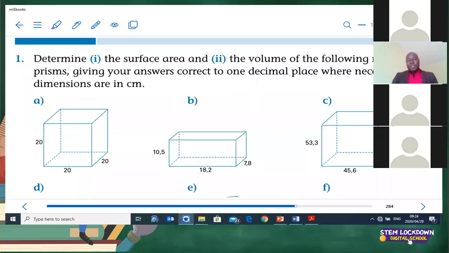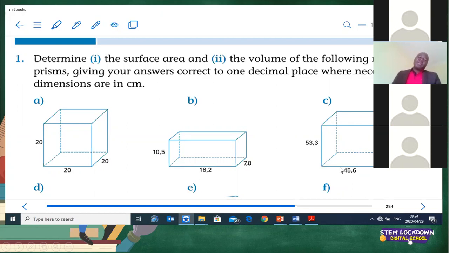And then, of course, the last one, which is C. You can see that the length and the breadth are equal. Length and breadth are equal. The height is the only one which is different.